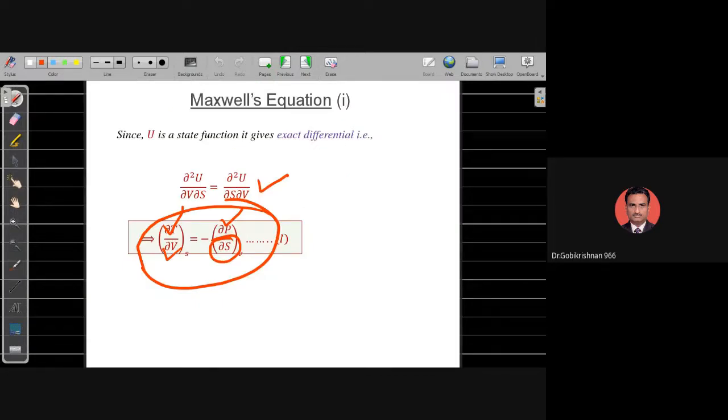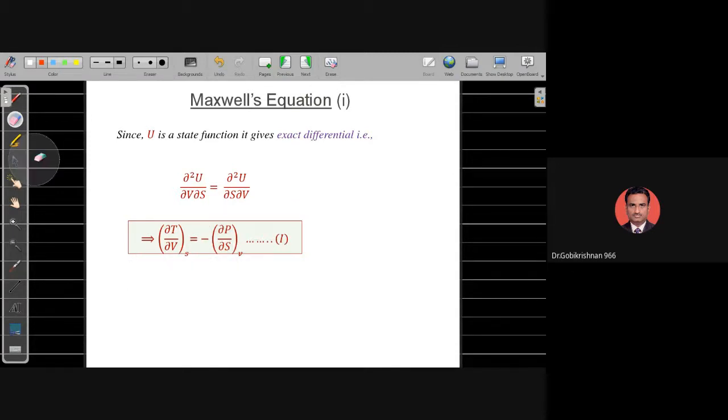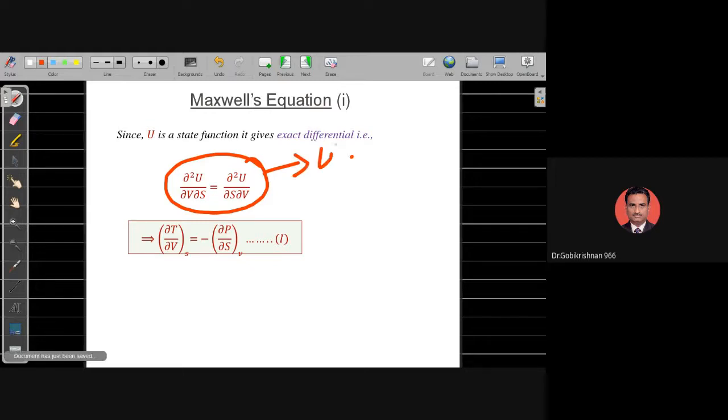Okay, see here. By equating both the right sides of the second differential equation, I got the ultimate relation like this. Why am I equating like this? Because U is a state function. If U is a state function, though it followed two different paths, the ultimate state will be the same. This is applicable only for the state function, not for the path function. Therefore, this is applicable for all the state functions.